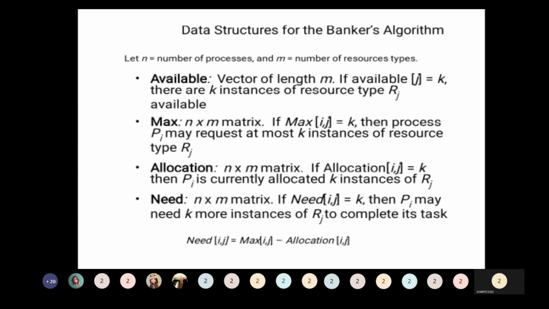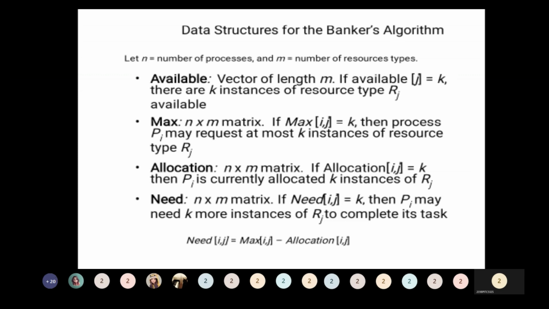What are the data structures needed for implementing the Banker's algorithm? We will see one by one. Consider n as the number of processes, m as the number of resource types available in the system. Now we want a data structure called available, which is just a vector of length m.